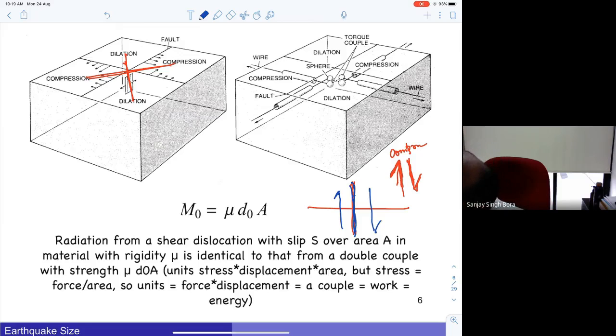When this side is moving in this direction, it is basically trying to push material in this direction. So let's call it compression. When it is pushing in the upward direction, you can imagine on this side there will be dilation. Similarly, when it is pushing at this side, there will be compression, and because it is pushing towards this direction, somewhere here there should be dilation.